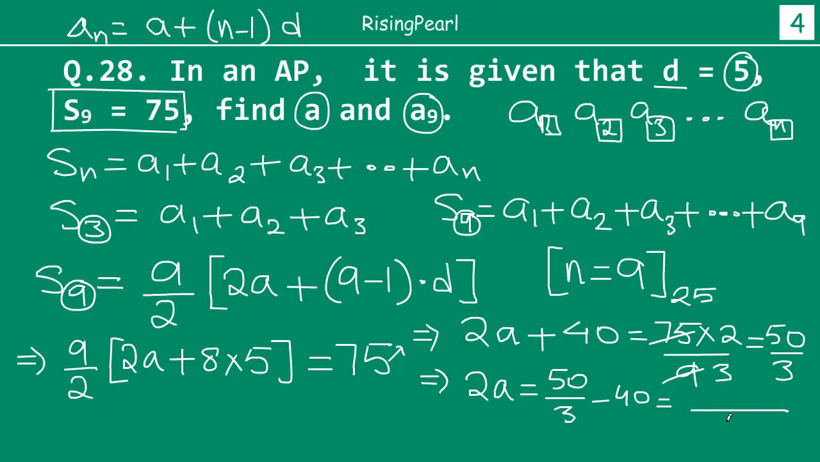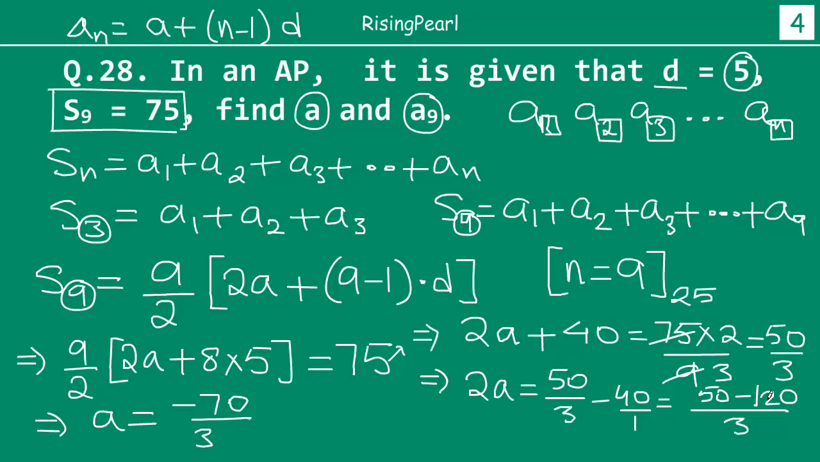So 3 will be the LCM. 50 minus, denominator is 1, so 40 3s are 120. Or in other words, what we have here, if we solve this, will be minus 70 by 3, right? So 2A is equal to minus 70 by 3.